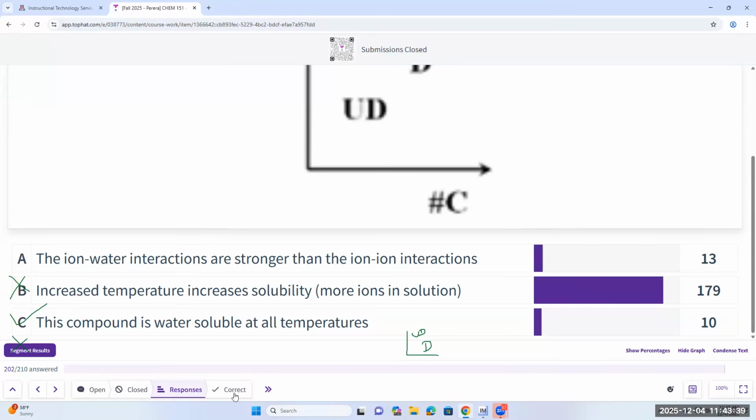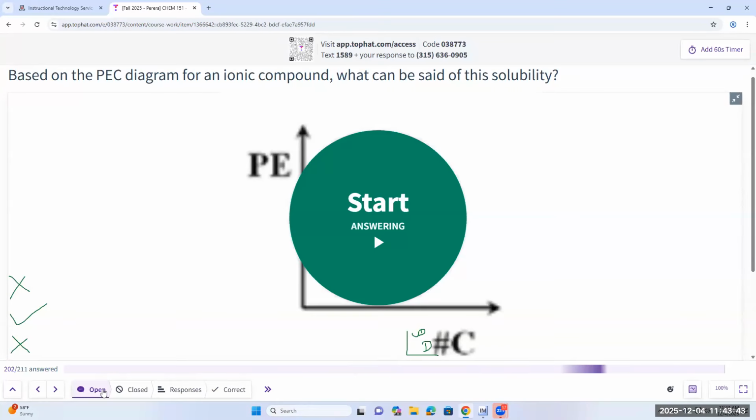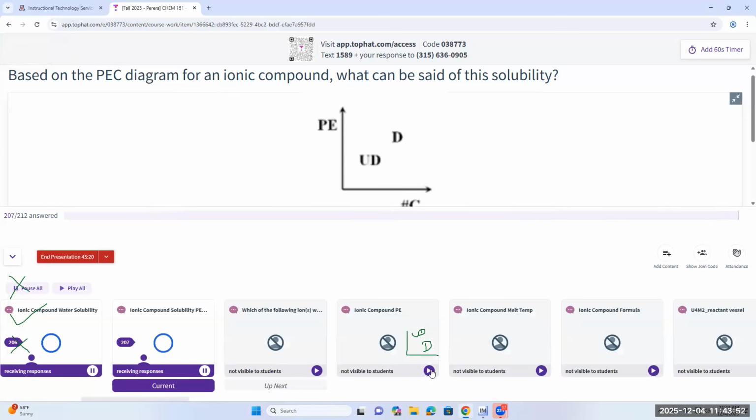I was preaching to the choir here. I'm sorry, I shouldn't have done it. All right. Do we have any questions, concerns, comments? I think we are good with Beck diagrams. I'm happy. All right, let's move on.